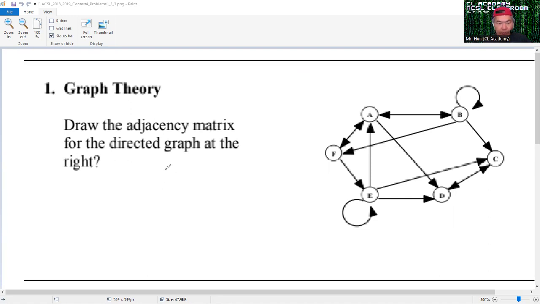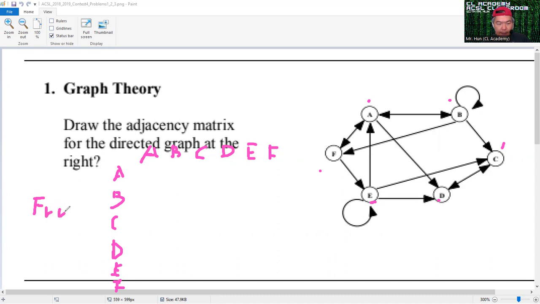Okay, so to draw the adjacency matrix, first we have A, B, C, D, E, and F. Okay, and then at the top we would have A, B, C, D, E, and F. So basically it's a grid, or you could think of it as like a spreadsheet, right?